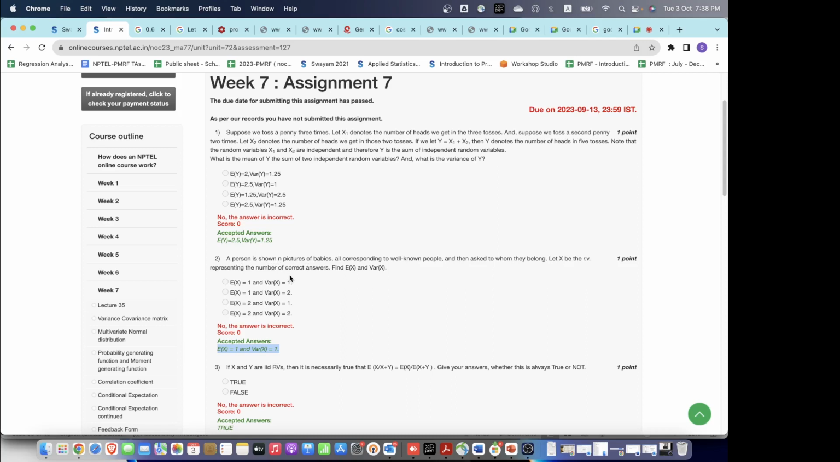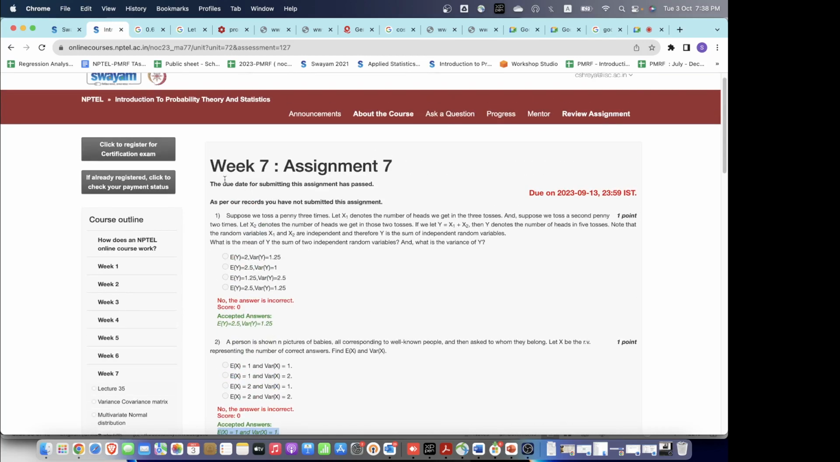Here you have to consider that once one person correctly identifies their own child, the next person can choose from n minus 1. So you are choosing, and then finding the probability of choosing the correct one. The number of options is reducing. So just bear this in mind.